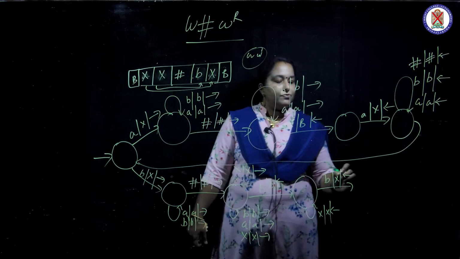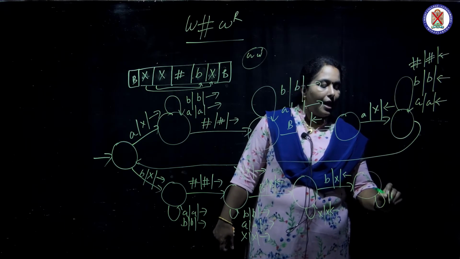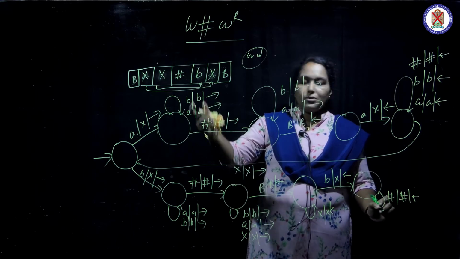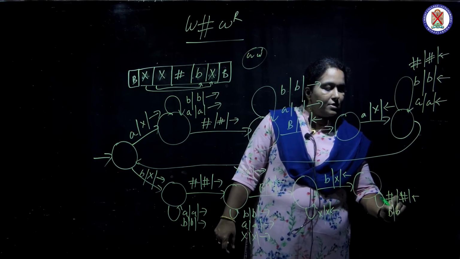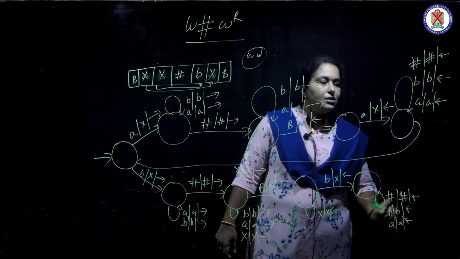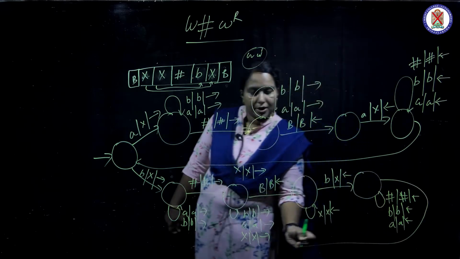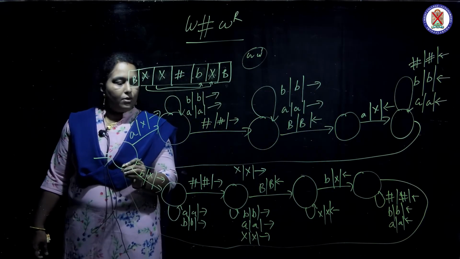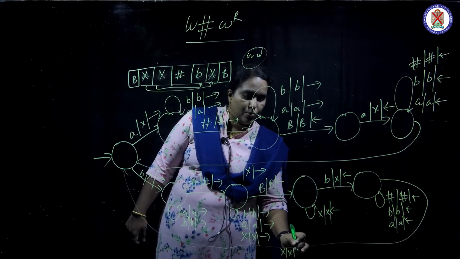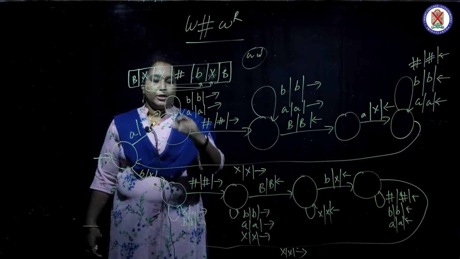And when I move backward, in the same case also, hash comes, I make it as hash and move backward. And also if B is there, B comes, I make it as B and move backward. A comes, I make it as A and move backward. And when I reach X, I make it as X and move forward. Okay, that is the condition, move forward.